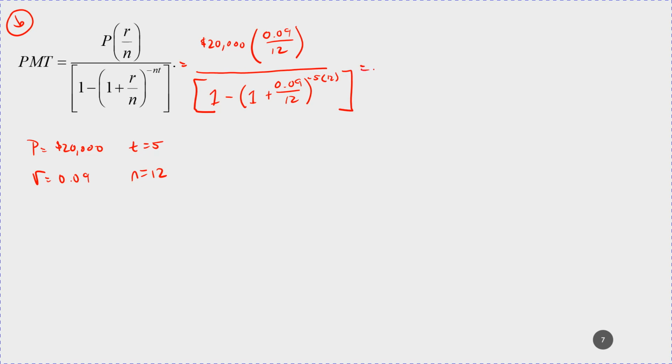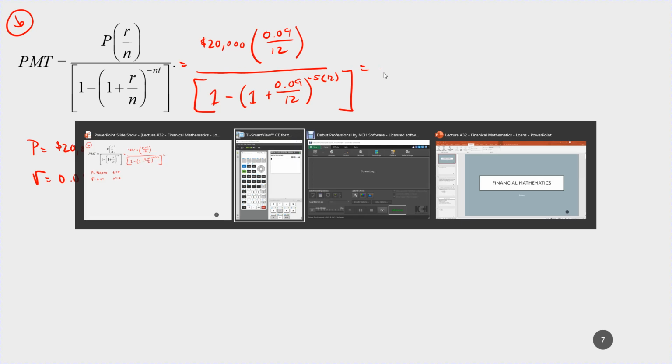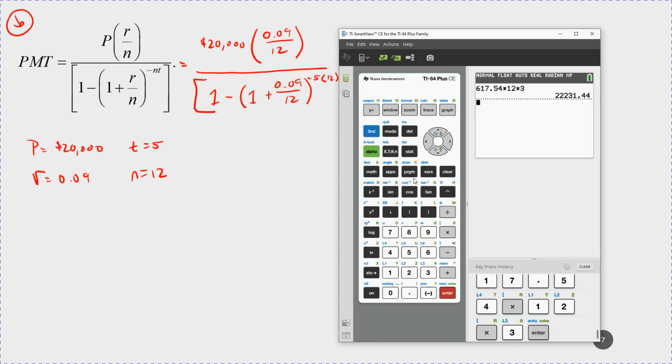All right, got to grab our calculator here. So I'm going to do the numerator. I'm going to go 20,000 times 0.09 divided by 12. So this one worked out nice and neat. The numerator is $150 there.